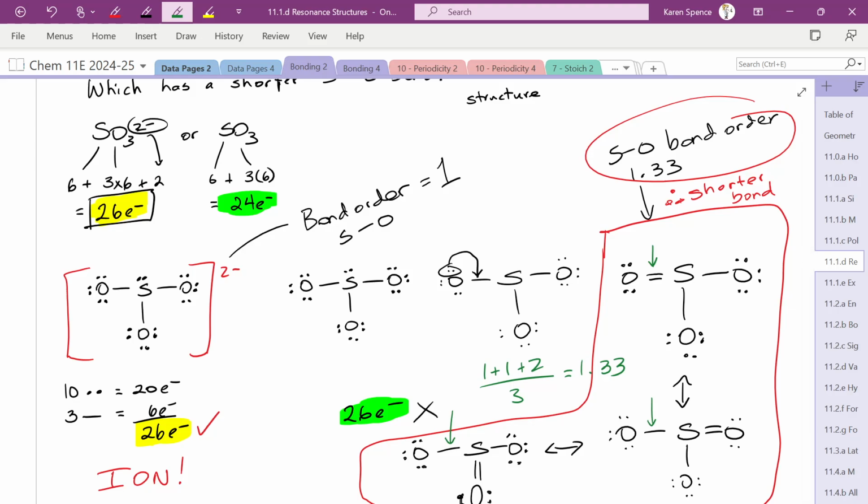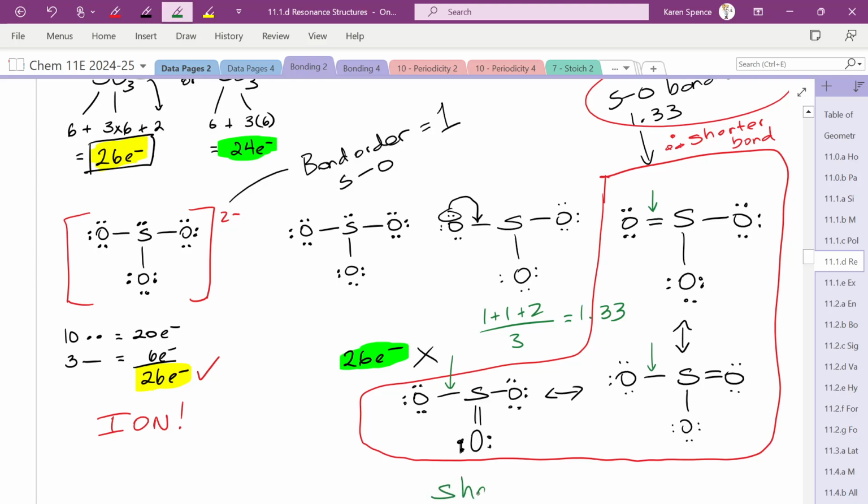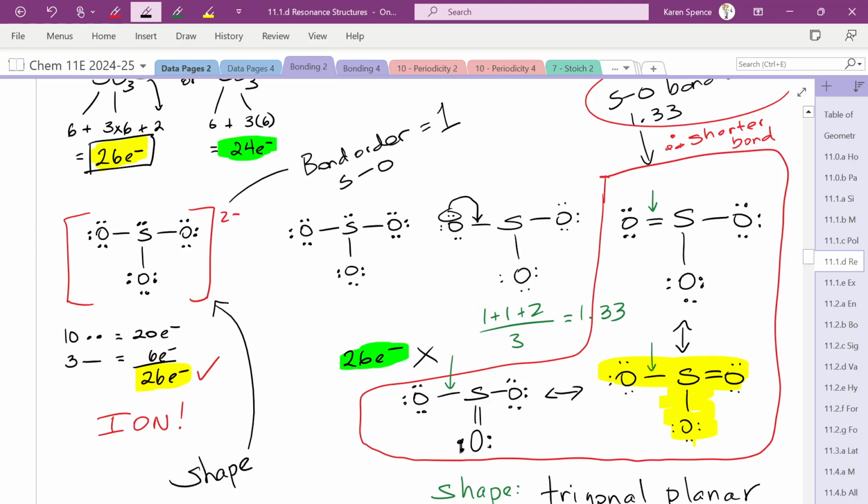Now, question. What is the shape of the neutral molecule, the one on the right? Trigonal pyramidal? Trigonal planar. Yeah. Trigonal planar. What is the shape of the ion? That one is trigonal pyramidal.